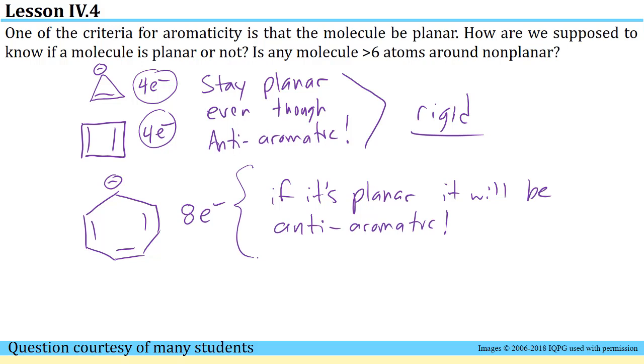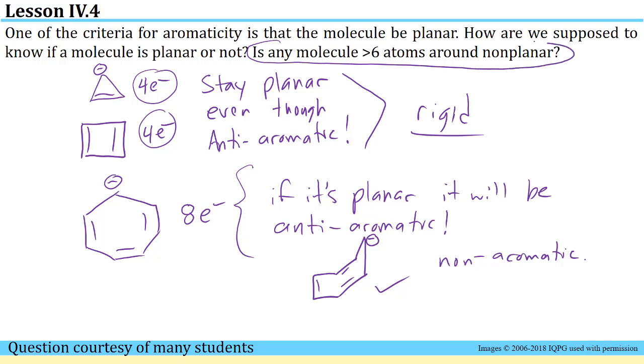Remember, it has to be planar to be anti-aromatic. But it's a 7-membered ring, so it's big enough to be able to bend maybe into a shape like this so that it won't be anti-aromatic, it'll be non-aromatic. By doing so, that's more stable than being anti-aromatic. So molecules only bend if they get more stable by doing so. I want to address the second part of the question, though. Is any molecule greater than 6 atoms around non-planar? No, there are some that are planar.